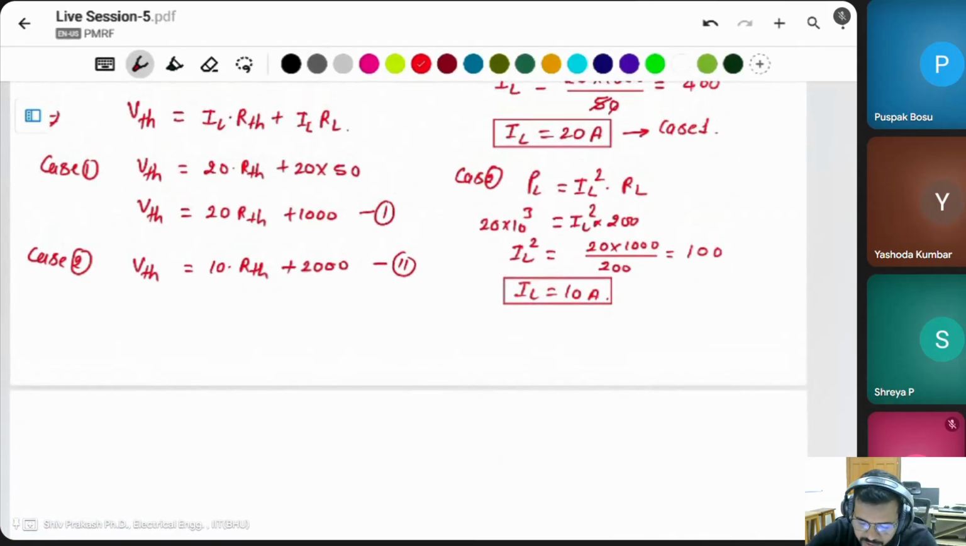These are the two equations, with VTH and RTH. Simply you can subtract equation 1 minus equation 2. VTH will be 0. This will be 20 RTH minus 10 RTH. It will be 10 RTH, and 1000 minus 2000 is equal to minus 1000.